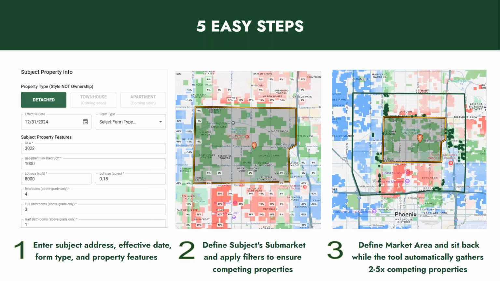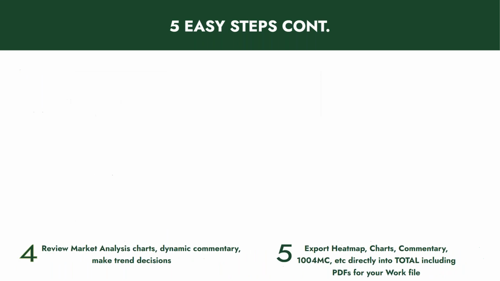It can be done in 5 easy steps. You're going to enter some information about the subject. You're going to define the subject submarket. You apply some filters to ensure that you're grabbing competing properties. You're then going to define the market area, and you sit back while the tool automatically gathers 2 to 5 times more competing properties to analyze.